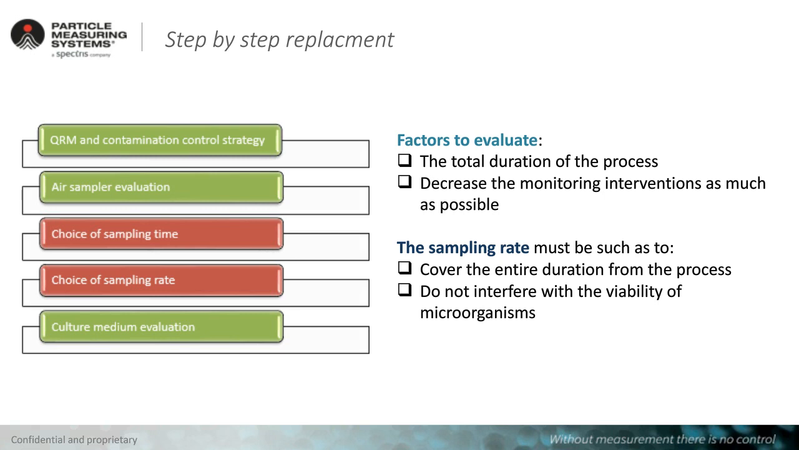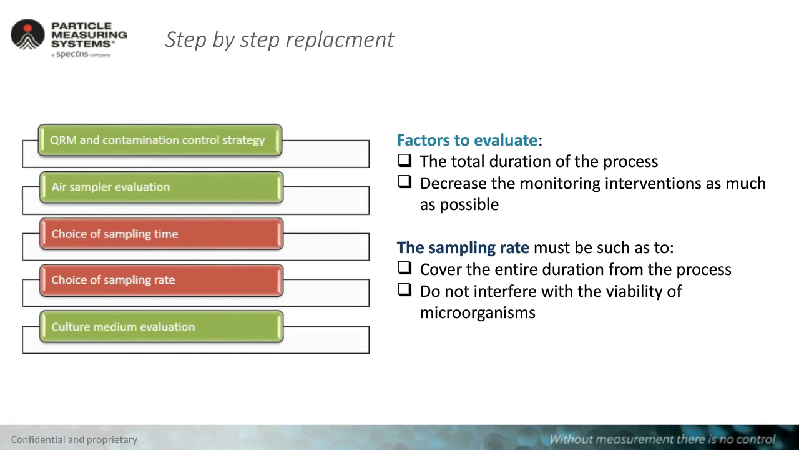And then the sampling rate: when you consider the sampling rate, the continuity of the whole process needs to be covered. This means you should no longer think about taking snapshots of your process by sampling microbiological samples. No, you should know what happened throughout the whole process and not only single events. And it is absolutely clear that these measurements should not interfere with the viability of the microorganisms and should not pose any risk to the process at all. That's clear.